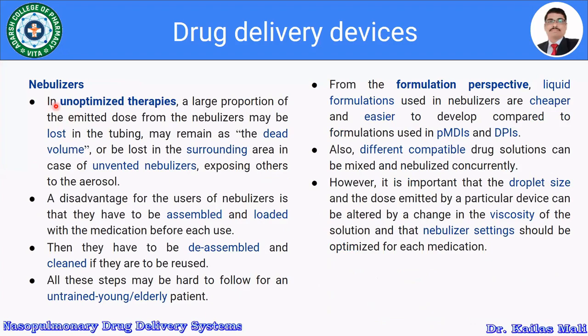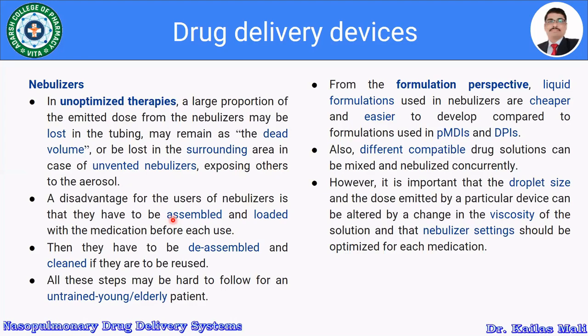In unoptimized therapy, a large portion of the emitted dose from the nebulizer may be lost in the tubing. Yes, because the tubing is attached to the mouthpiece and may remain as a dead volume or be lost in the surrounding area in the case of unvented nebulizers. If the nebulizer is unvented, some amount of formulation is going to be lost, exposing others to aerosol. So some other persons are going to be exposed to the aerosol formulation in the case of unoptimized therapy. A disadvantage for users of nebulizers is that they have to be assembled.